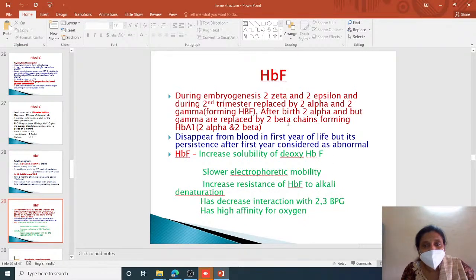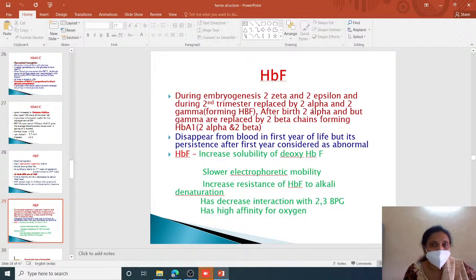Now, how is this HbF formed? First, during embryogenesis, it is composed of 2 zeta and 2 epsilon chains. Its synthesis starts from the 6th week of gestation. Initially it is composed of 2 zeta polypeptide chains and 2 epsilon. And the next, during the second trimester, by the time it reaches 6 months, this zeta and epsilon have been replaced by 2 alpha and 2 gamma.